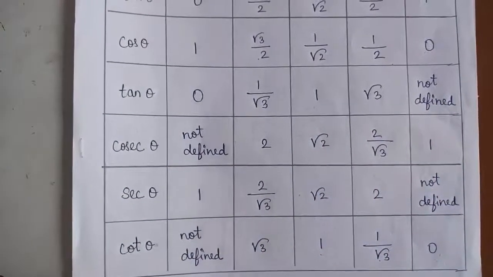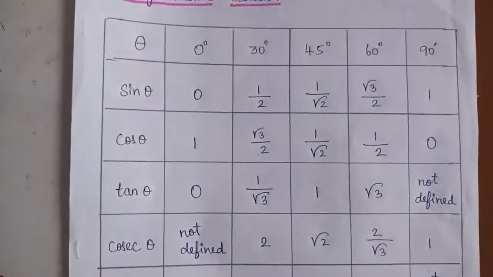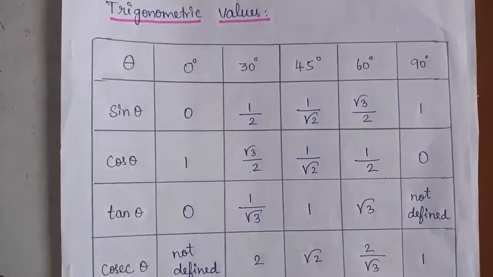So these are the trigonometric values. This is a trigonometric table.